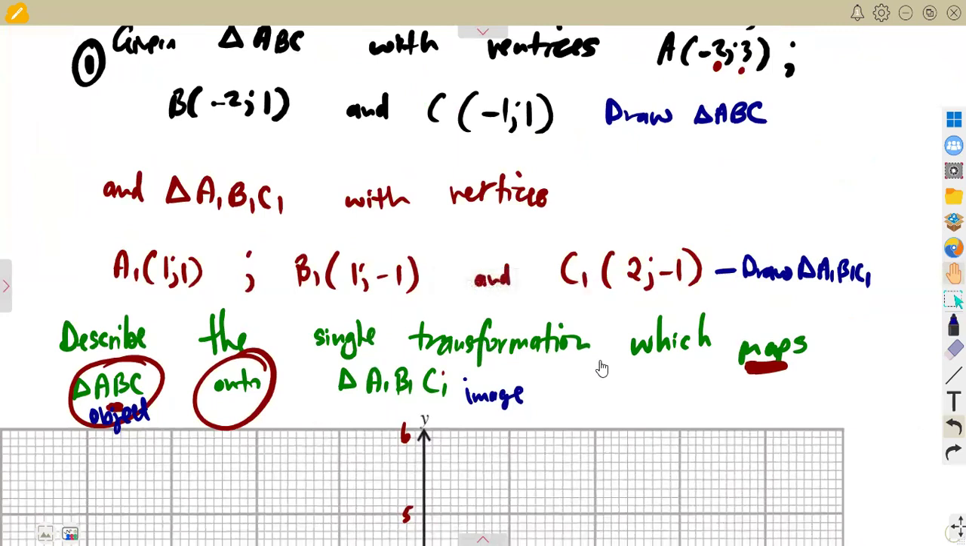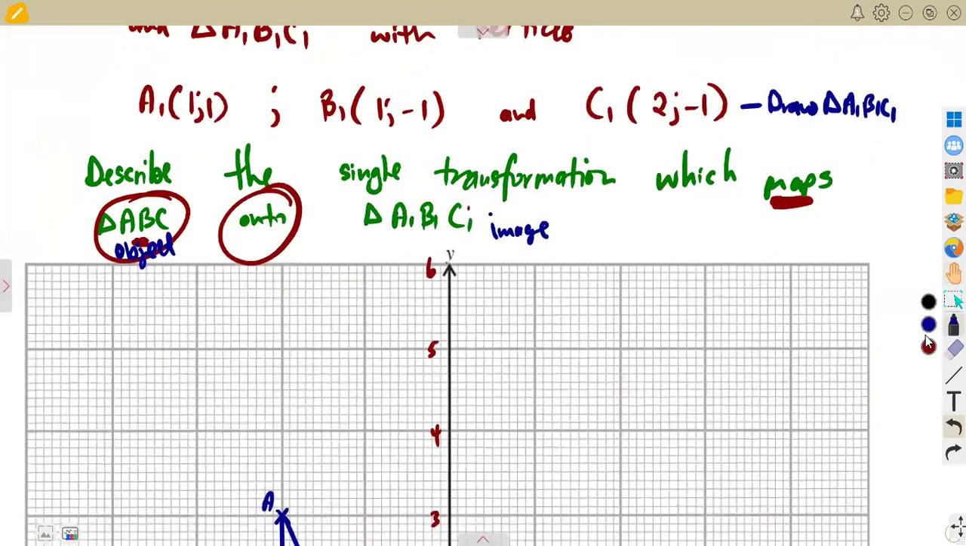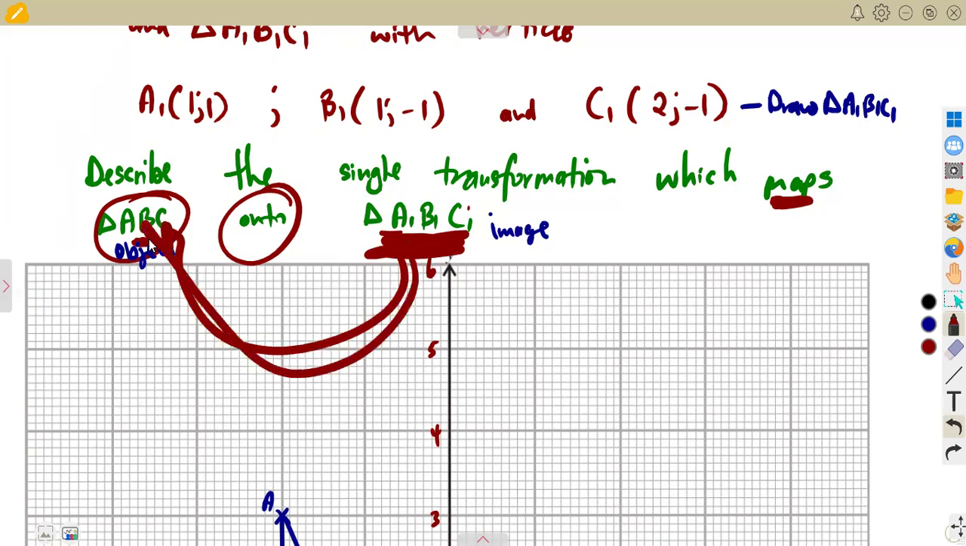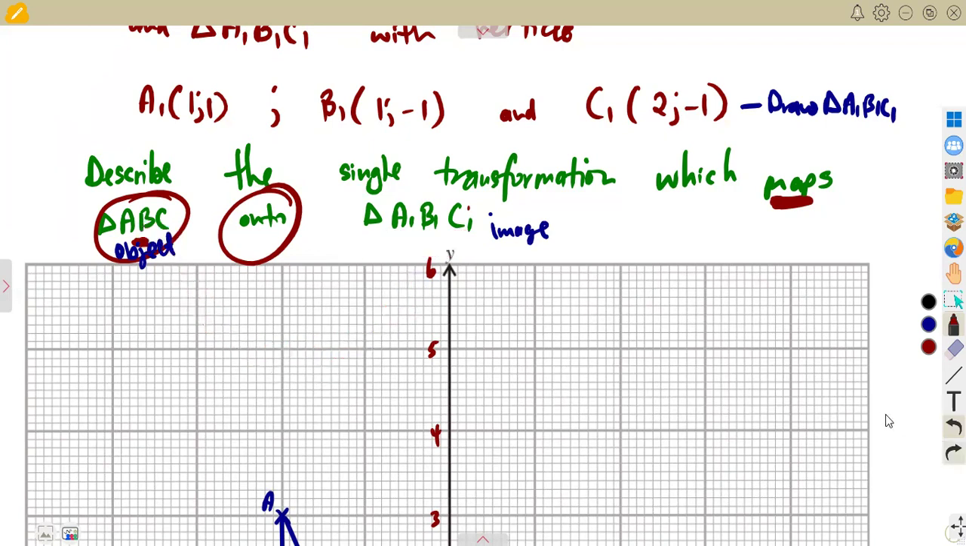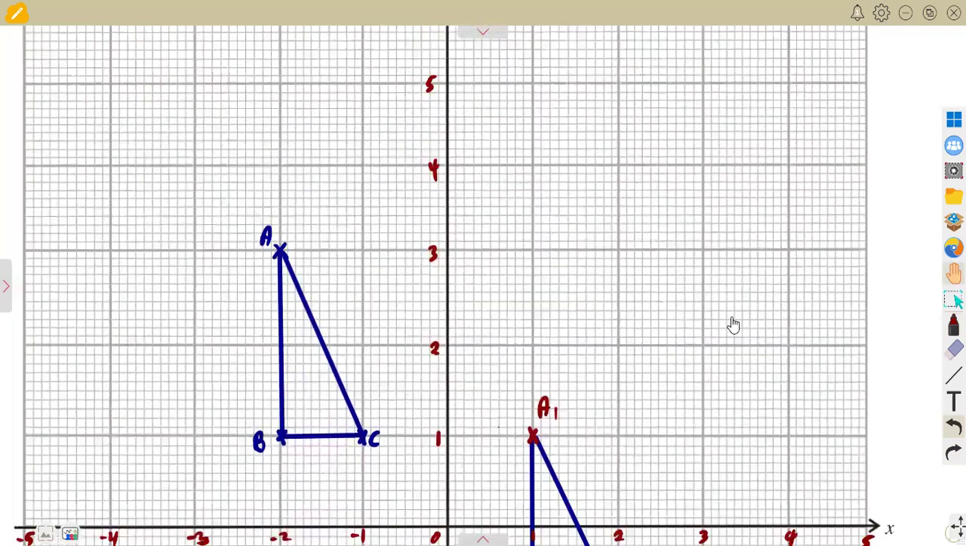The same question that we are doing, guys, these questions can be asked like this. They can ask you to describe the single transformation which maps this one, A, B, C, onto this. The moment they say this onto this, it means A, B, C is no longer our object. A, B, C is now the image. The one that is onto is the image from this object. So A, B, C is your object. The object is where you are starting from. The image is the one you have transformed it onto.